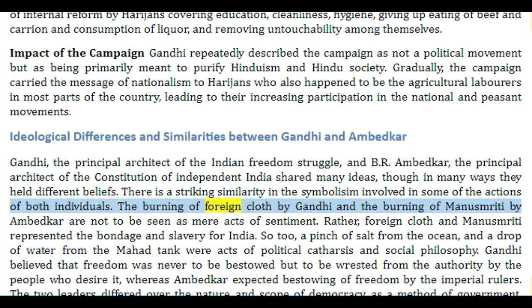The burning of foreign cloth by Gandhi and the burning of Manusmriti by Ambedkar are not to be seen as mere acts of sentiment. Rather, foreign cloth and Manusmriti represented the bondage and slavery for India. So too, a pinch of salt from the ocean and a drop of water from the Mahad tank were acts of political catharsis and social philosophy.